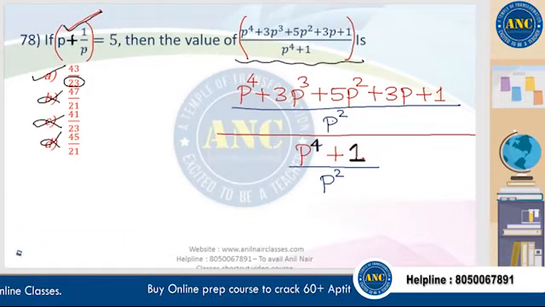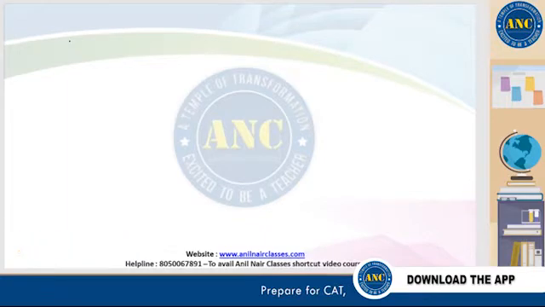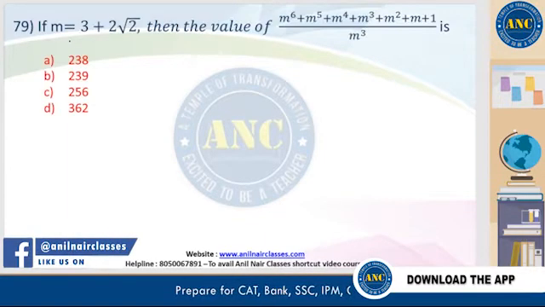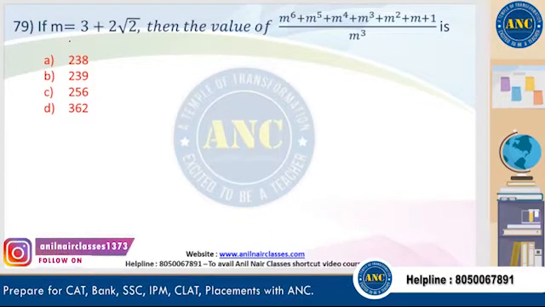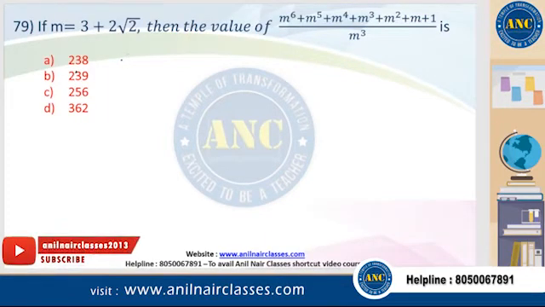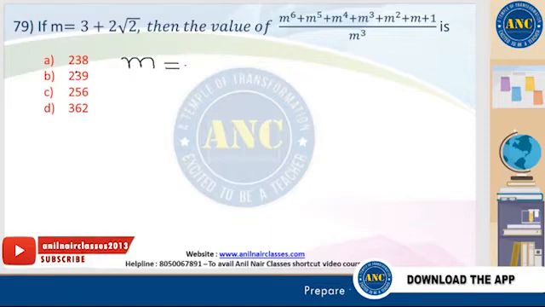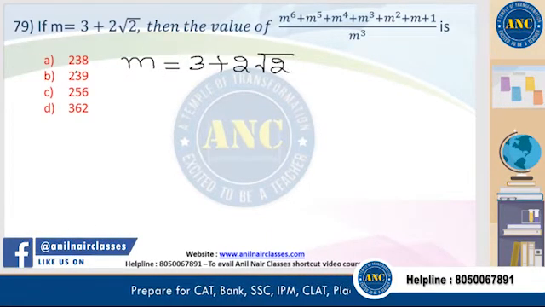P plus 1 by p is what they are giving in this question. See the next question, question number 79. It is a similar kind of question, but in this question they are not giving you the m plus 1 by m value. They are only giving you the m value. The m value is nothing but 3 plus 2 root 2.